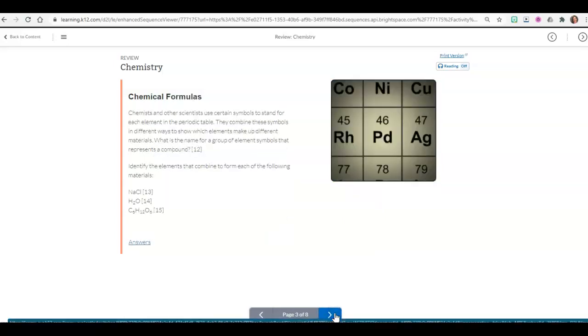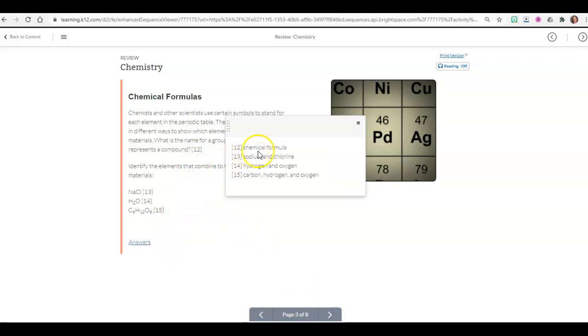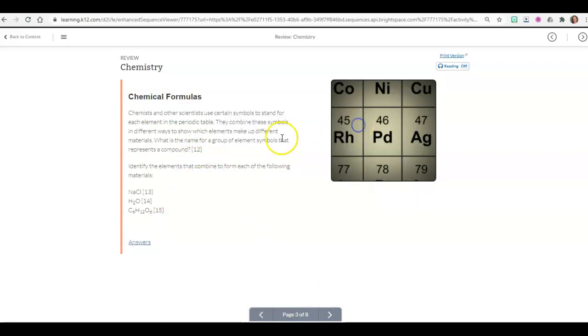All right, so chemical formulas. This is pulling information off the periodic table. So you're using the elements and their symbols to combine and form different molecules. And what is the name for a group of elements, element symbols that represent a compound? So this is a definition you'll want. That's called a chemical formula. So a group of element symbols that represent a compound, chemical formula.